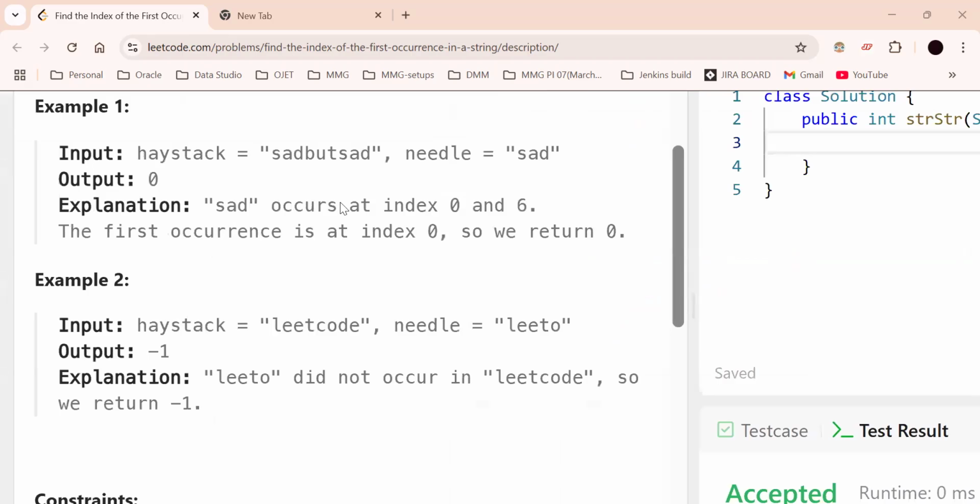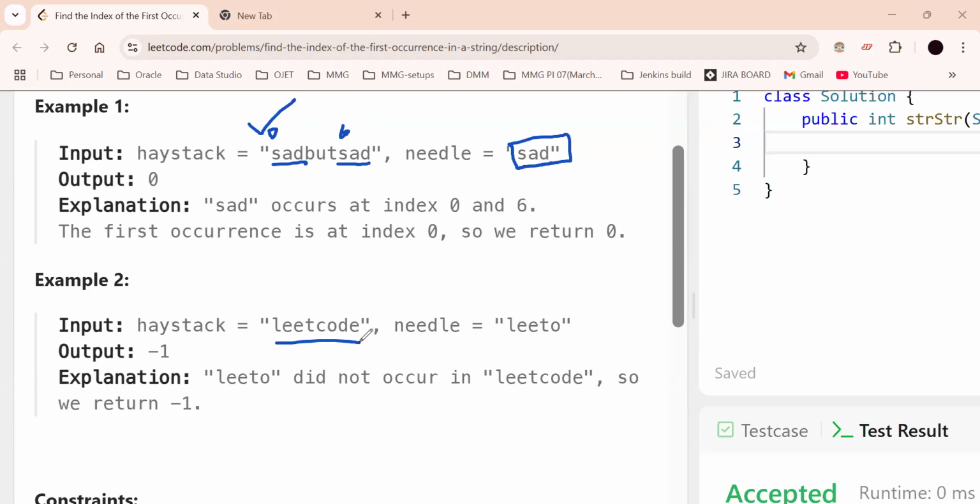Coming back to this one, haystack is sadbutsad and needle is sad. Now we need to find the first occurrence of sad. You can see we have sad at the first place, and we also have it at another place. The index of the first occurrence is 0, starting from 0. The other one is at 0, 1, 2, 3, 4, 5, 6, so 6. Now what do I need to return? The first occurrence. So 0 is the answer.